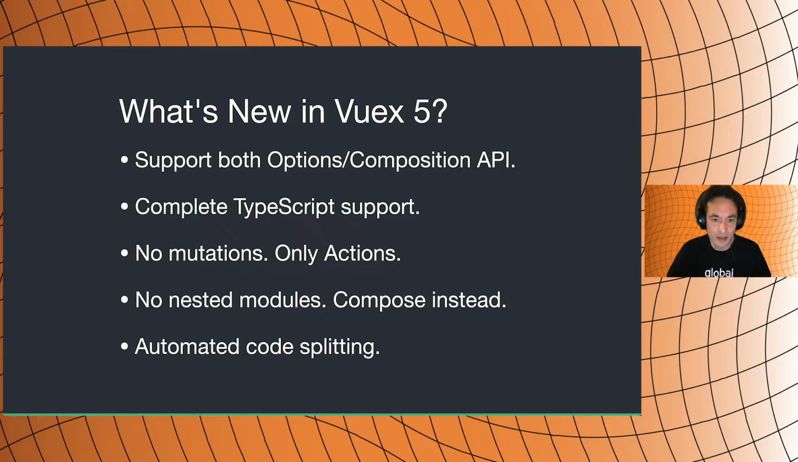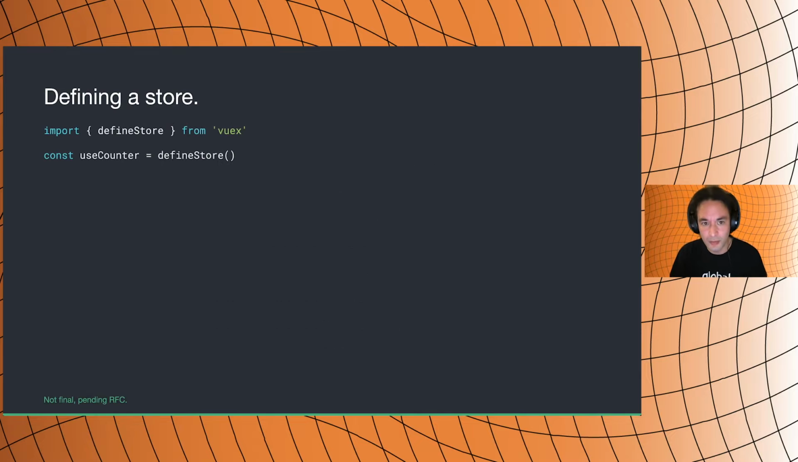Now, these are the key features of Vuex 5. Let's walk through the code and see what Vuex 5 will look like. First step, let's define the store. Here, we'll first create an Options API store. As I said, Vuex 5 supports both Options API and Composition API. Now, we're creating an Options API store here.